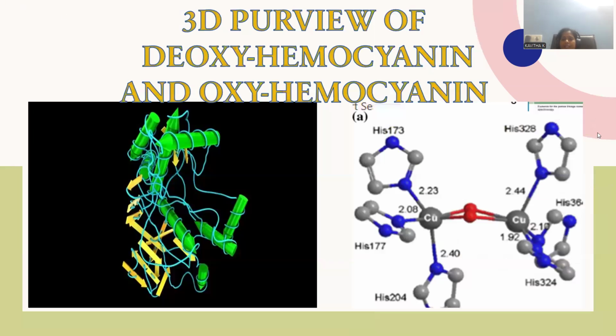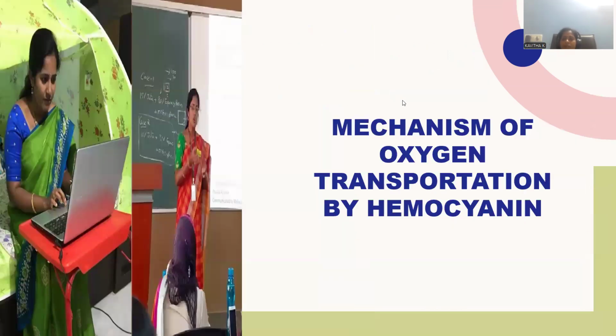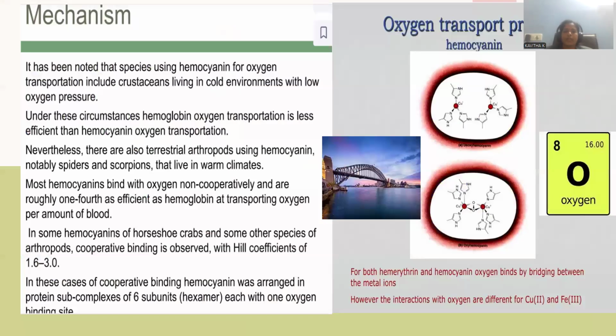And a 3D representation is provided whenever copper metals bind with the dioxygen with this bridging peroxy linkage. The deoxy form is provided and the oxy form as well. Both are three-dimensional representations of the hemocyanin. Now let me show the mechanism of oxygen transportation by the hemocyanin. How the hemocyanin transports oxygen in the internal organs of invertebrate species.